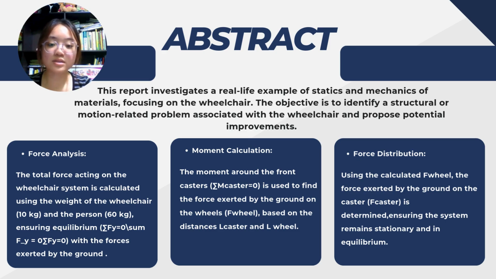The second one is the moment calculations. We're using the moment around the front caster, where the total moment about the caster is equal to 0. We use this formula to find the force exerted by the ground on the wheel, based on the distance from the front caster and the wheel. The last one is the force distributions. Using the calculated force on the wheel, the force exerted by the ground on the caster is determined, ensuring the system will remain stationary and in equilibrium.